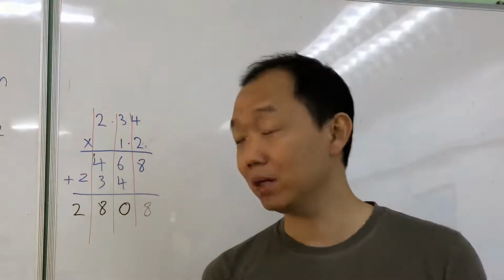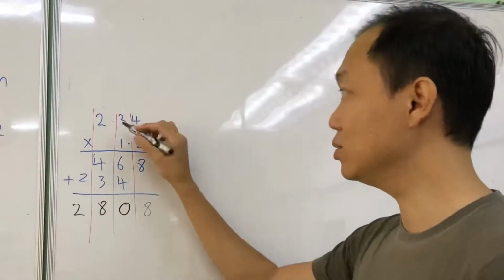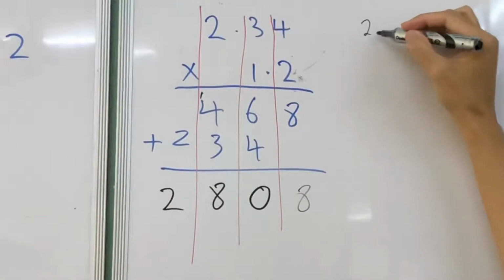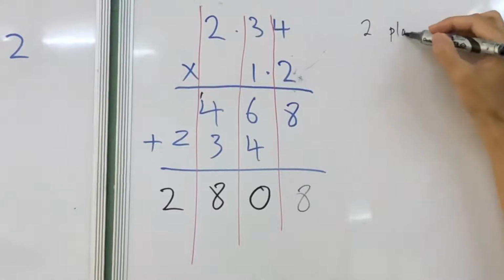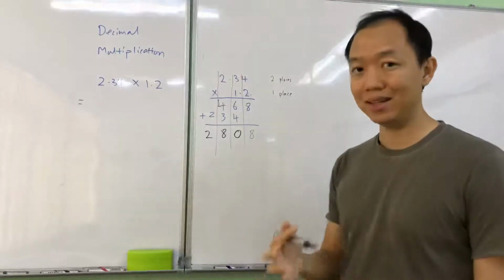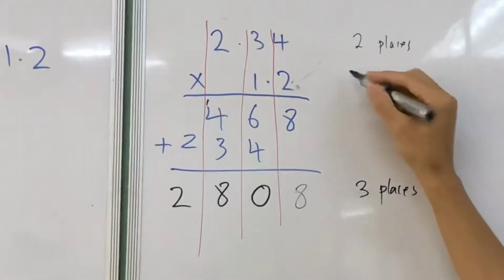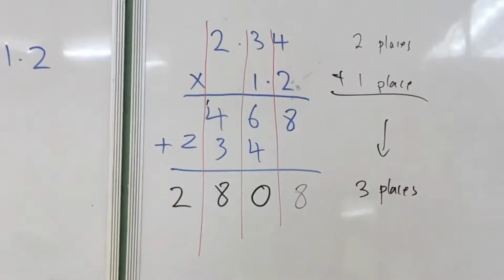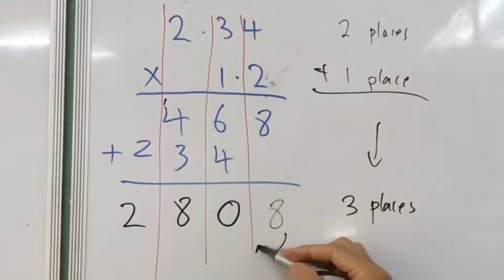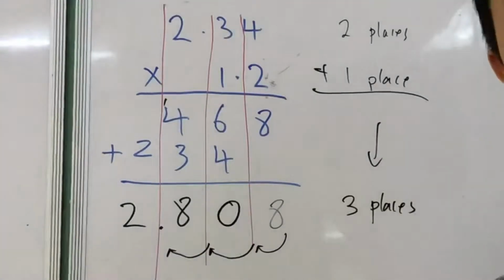Now at this point, because this is a multiplication with decimals, you have to do one extra step, which is to count the number of decimal places. For example, here there are 2 places, and over here there's 1 place. You add them together, all together there should be 3 places. What does this mean? This means that the final answer has to shift 3 decimal places.